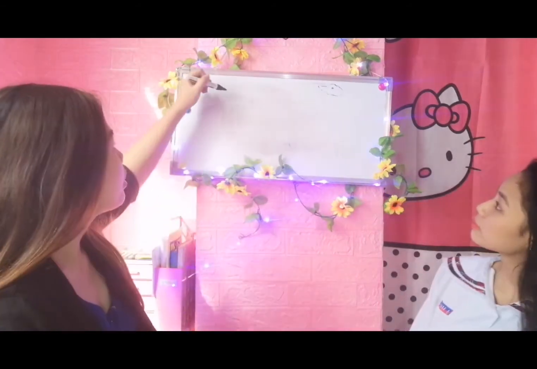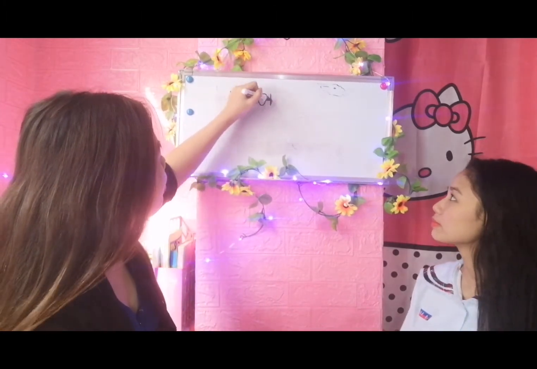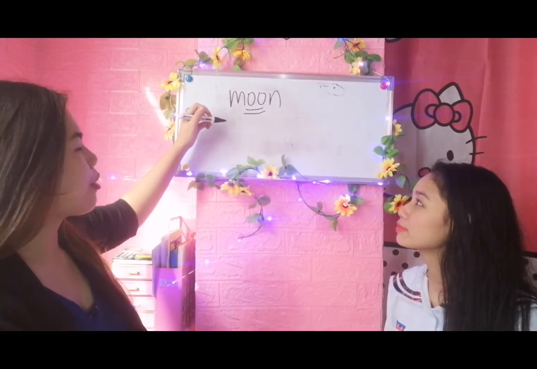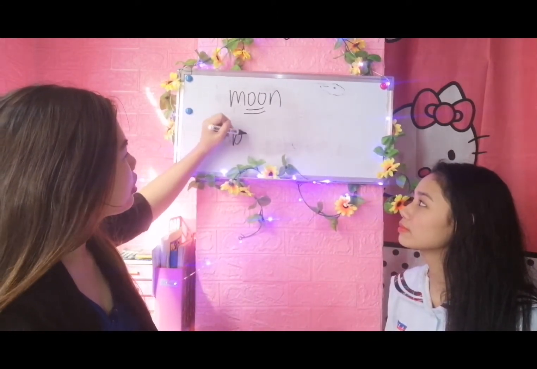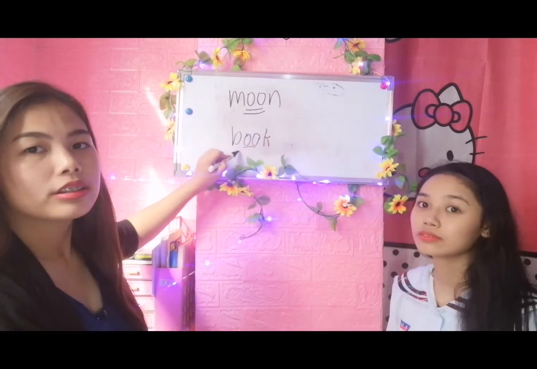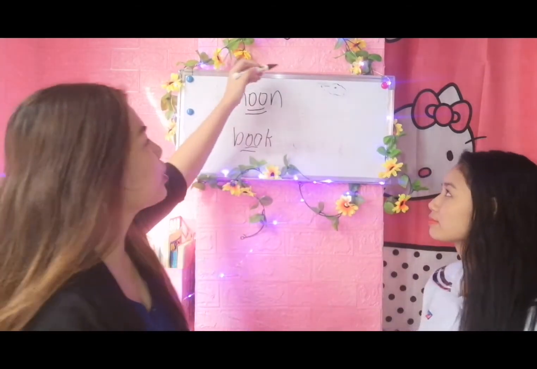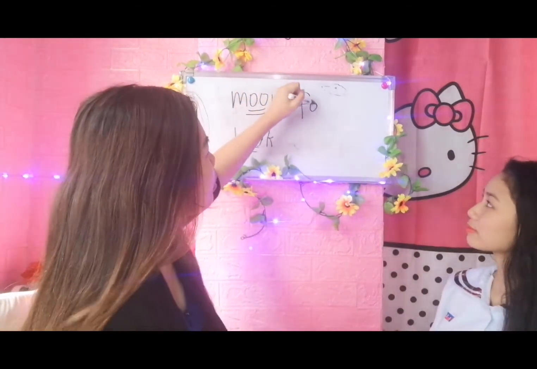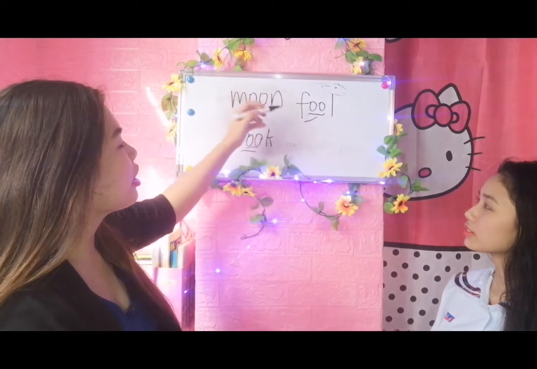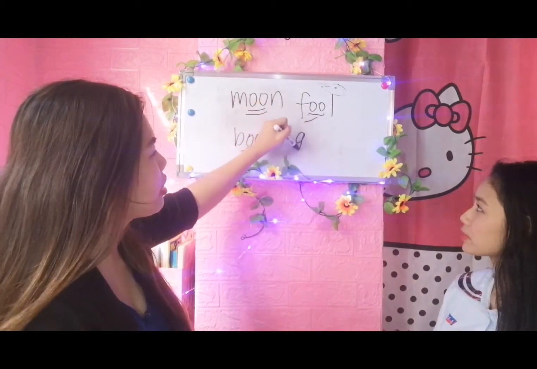So for rule number 10, the double O sound is either as long as in moon or as short as in book. So for example, moon, moon. Another example for the short vowel sound is book, book. Another example for the long vowel sound is fool, fool. And another example for the short vowel sound is good, good.